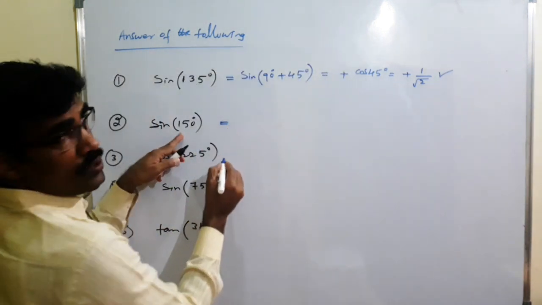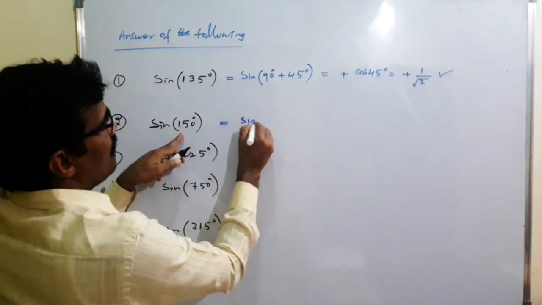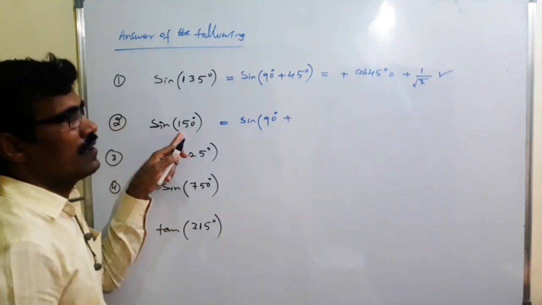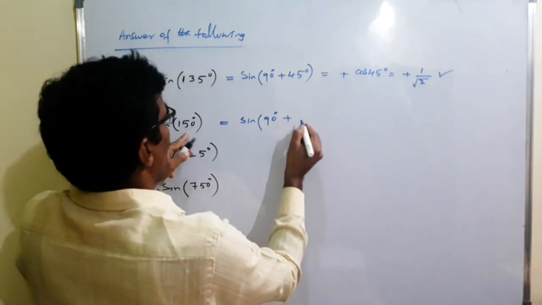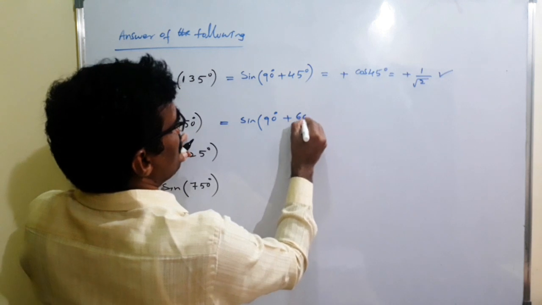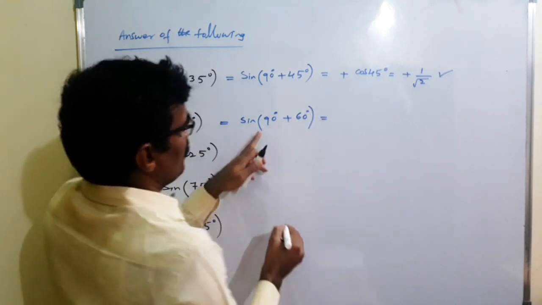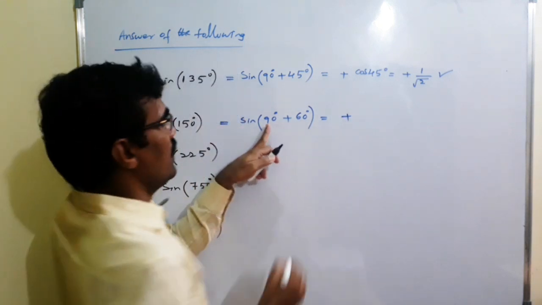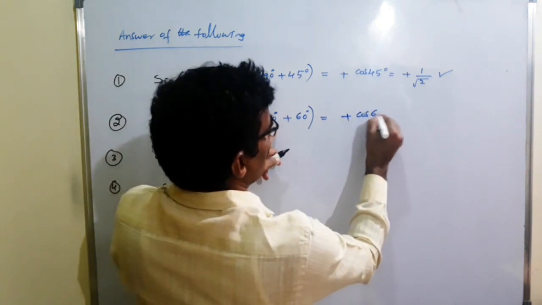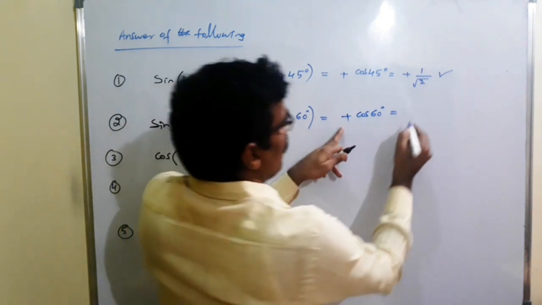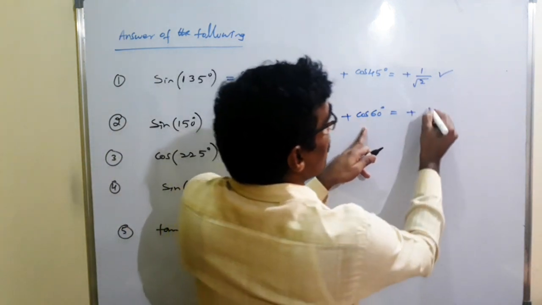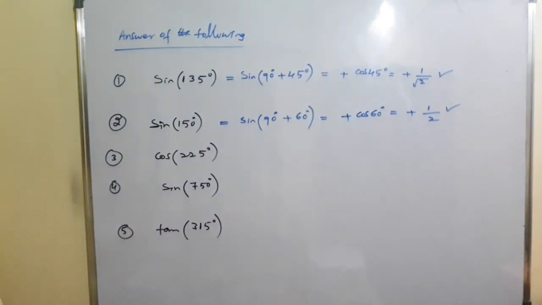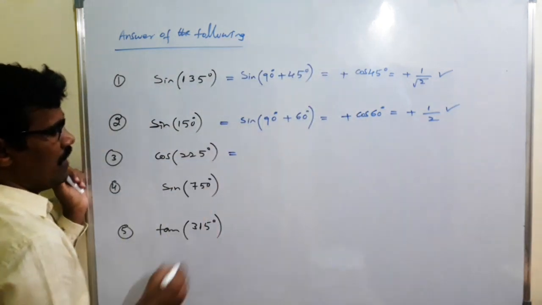Then here this is also the second quadrant. Sine of 90 plus 60, which is equal to, here sine in the second quadrant is positive, okay, 90 comes cos 60, which is equal to plus cos 60, 1 by 2. Cos 60 is 1 by 2, clear.